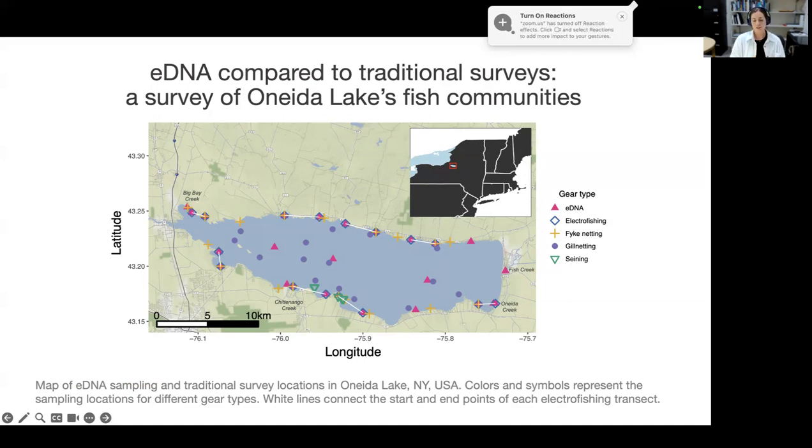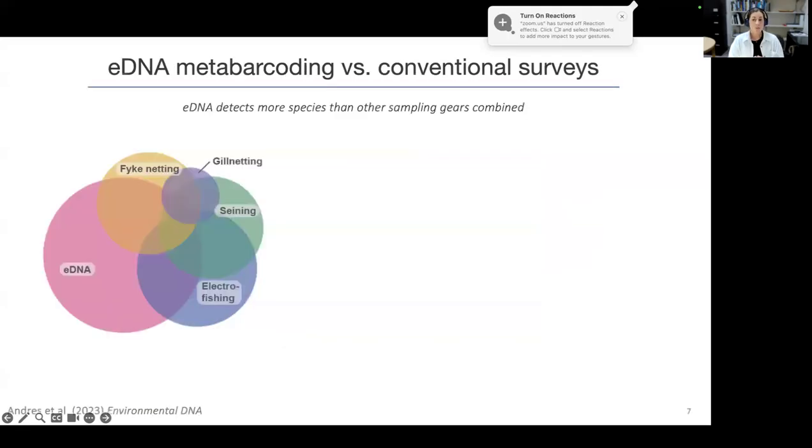Now we know all of these different gears have their own biases and their own benefits in the system, but we went out on a single day and collected a bunch of environmental DNA samples as well. And we just looked at the number of species we could detect with these different approaches. You can see, as I'm showing you here in the Venn diagram, that on a single day of sampling, environmental DNA detected more species than all of those traditional approaches, even though those traditional approaches were deployed for the entire field season.